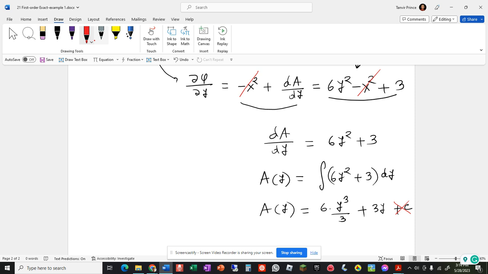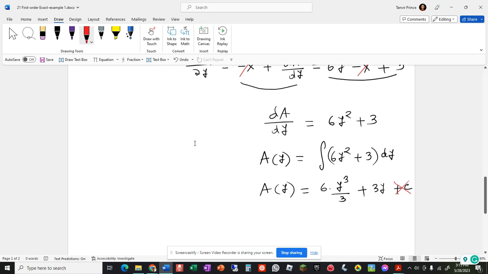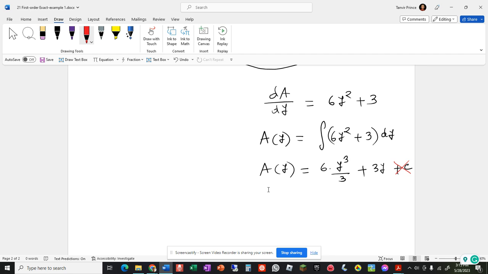So there's no need to add a c1 and then a c2 and then move everything on one side and call it a c. Just like the separable differential equation, if you remember. So I'm not going to add any c at this point. So now I know what is A of y. Okay, I can make it a 2 here. So let's write it down. My A of y is 2y cubed plus 3y.